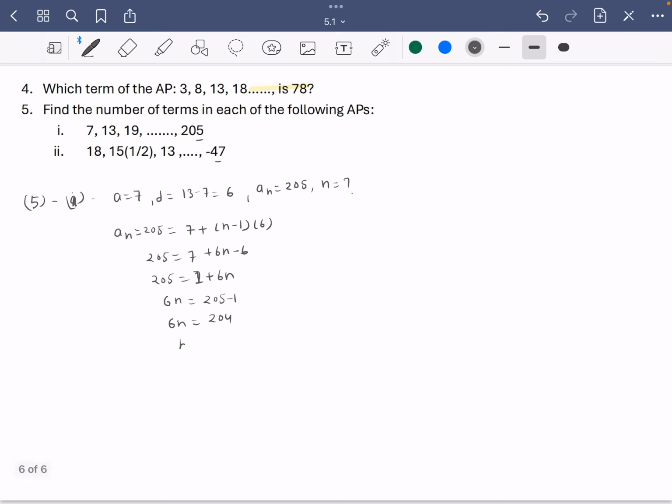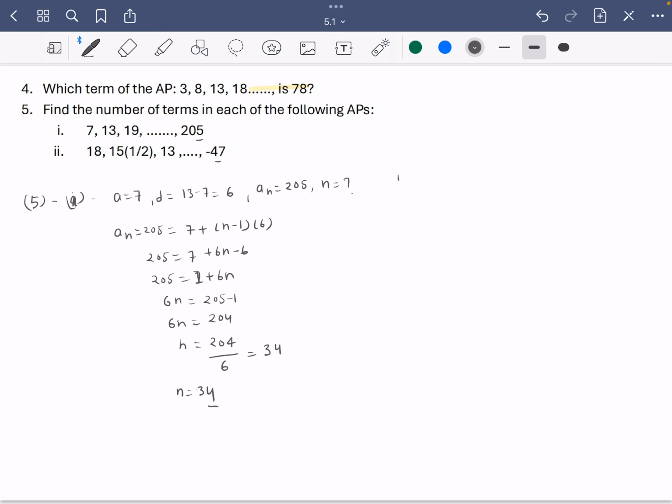And n is going to be 204 over 6. So it's 6 times 3, 18, which means 2 is 24. 6 times 4 is 24. So the 34th term is 205.